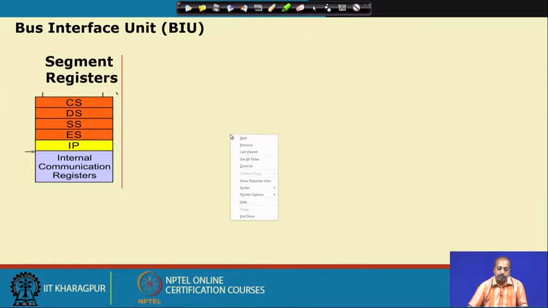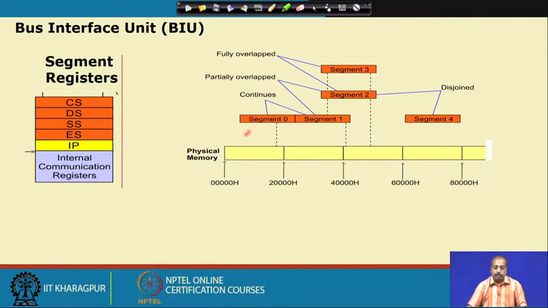The operation of the bus interface unit is like this. Consider the physical memory, say starting at 0000 and increasing up to 20000 hex. Now, the physical memory is divided into segments. Maybe 0 to 20000 hex is one segment, and this is the next segment. We call these segments.